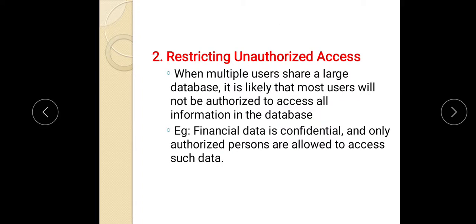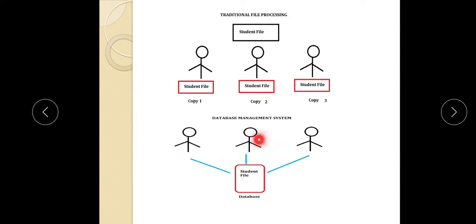Restricting unauthorized access. I have told you that the same file is being shared with everyone. But from the same file, all the information is not required by everyone. For example, the teacher does not need the fee details. The student file may have fee details, but the teacher does not need them. The HOD does not need the phone number of the student, because the phone numbers and conversations with the students are handled by the staff advisors or the teachers. So the HOD does not require the phone number.